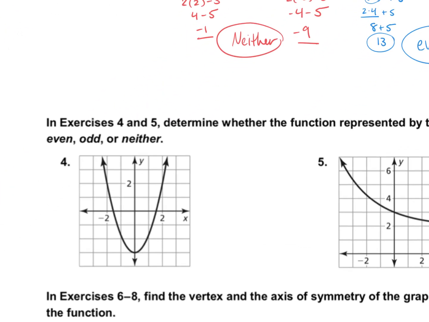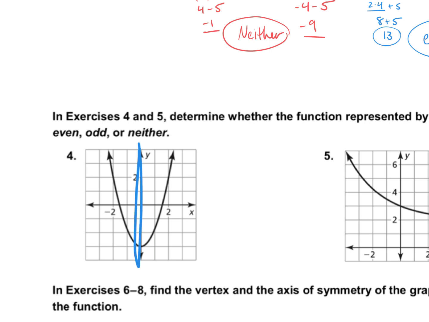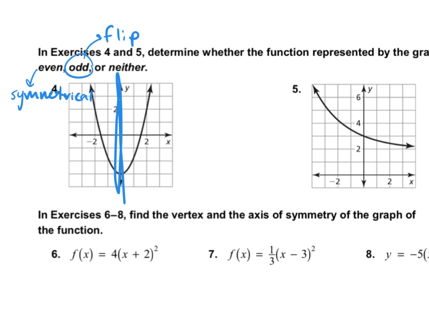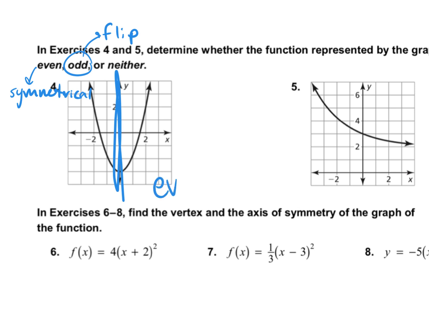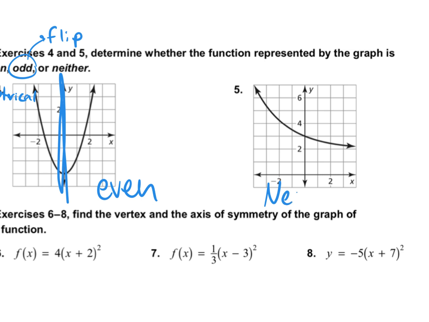Yesterday we did the graphing ones. We said if it's symmetrical on the y-axis, it's even. So even is if it's symmetrical. Odd is if we flip them upside down, we get the same picture. And then neither would just be not symmetrical and not able to be flipped. So we said that the first one was even because it's symmetrical on the y-axis, and the second one was neither.